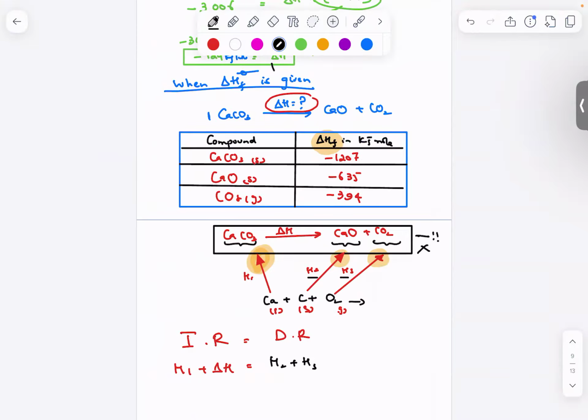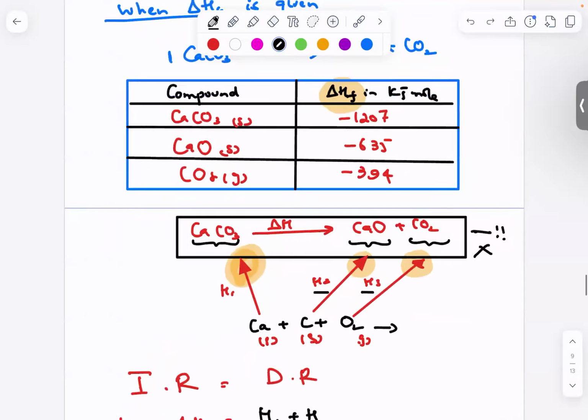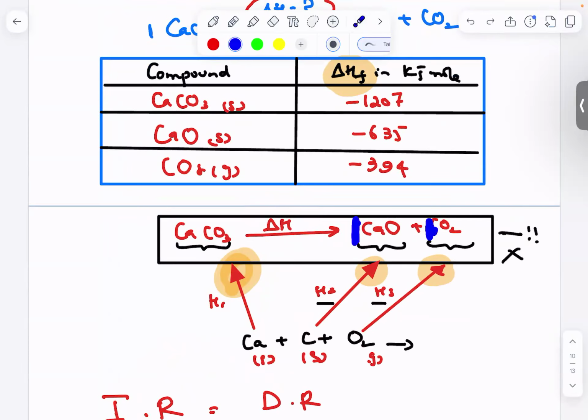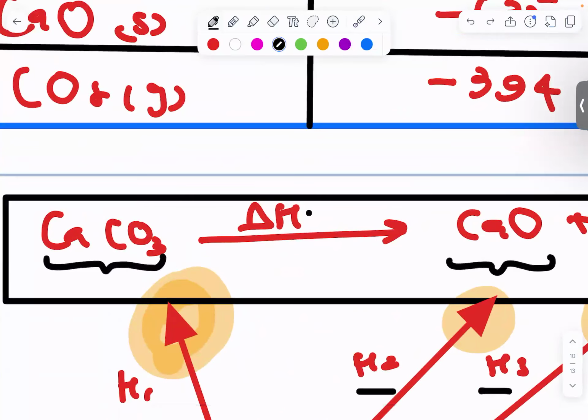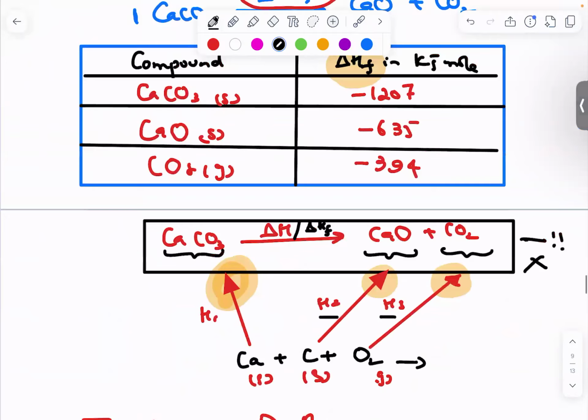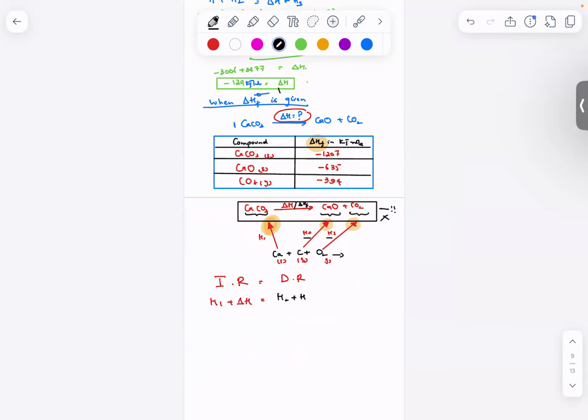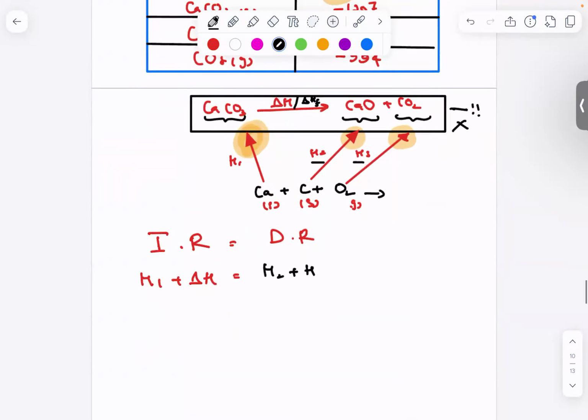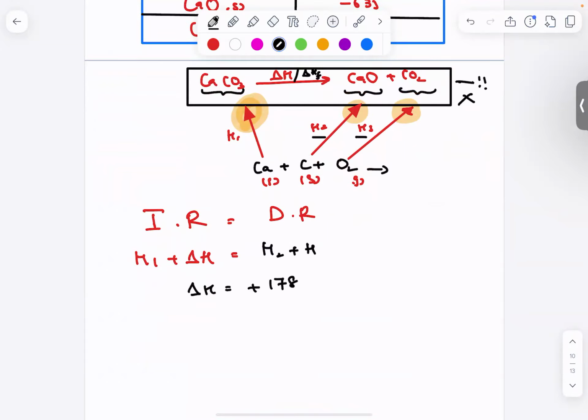What, the enthalpy change? Yes, delta H. This would be enthalpy change, or standard enthalpy change of formation. This could be called delta H or enthalpy change of formation. Why? Because 1 mole of calcium oxide and 1 mole of carbon dioxide has been formed. So this can be called delta H or delta HF, one and the same thing. Would it be 178? Well done. Shabash, beta. Delta H is equal to plus 178 kilojoule per mole. I hope it's clear.